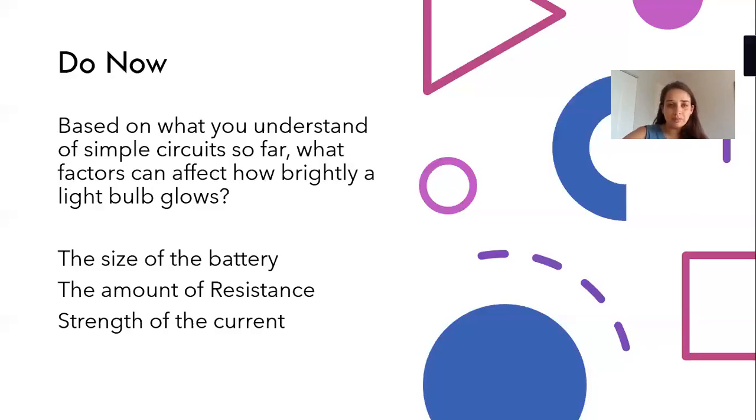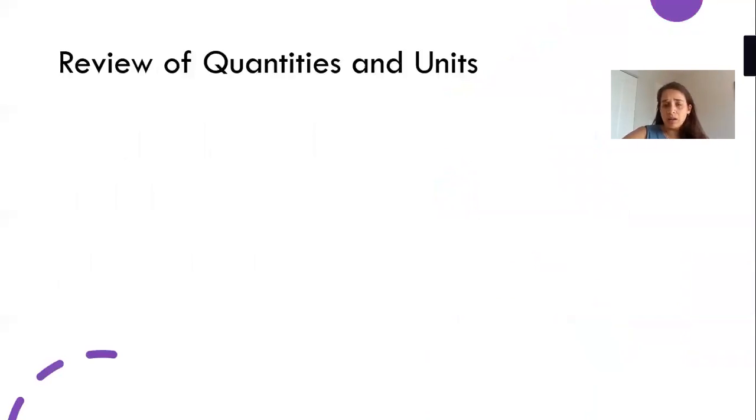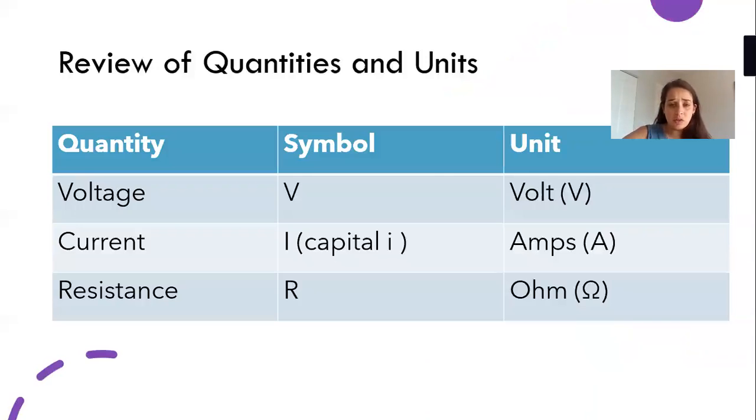Alrighty, moving along. So just a quick review of the quantities and units. You can copy this into your notebooks so you can easily access it if you have any questions. Voltage, current, and resistance are the 3 quantities that we've been looking at. For voltage, the symbol is V and the unit is volts. For current, the symbol is capital I and the unit is amps, symbolized by the letter A. And resistance, the symbol is R, and the unit is an ohm, represented by the Greek letter omega.